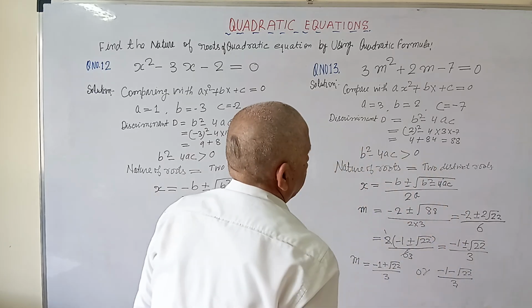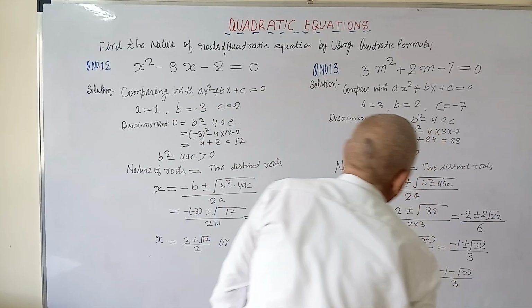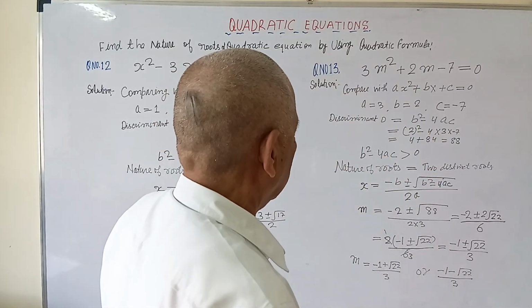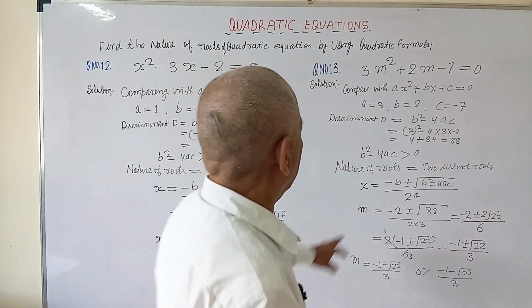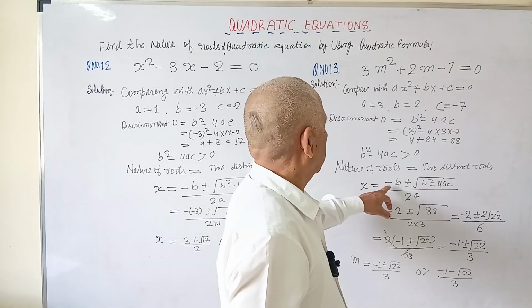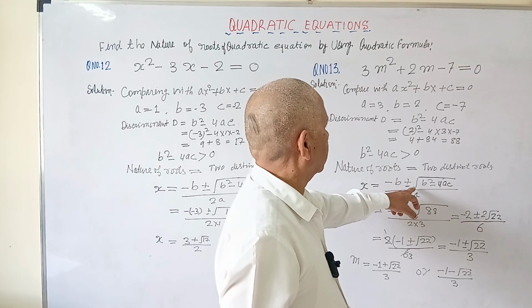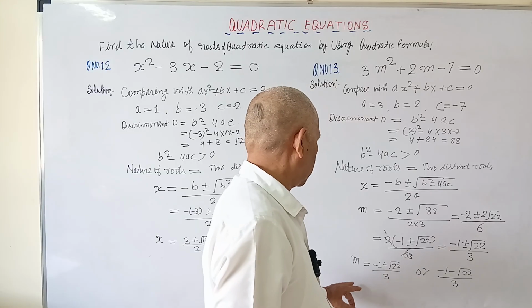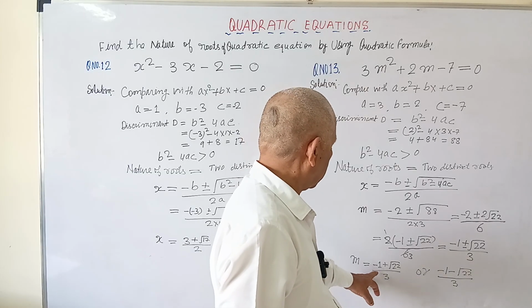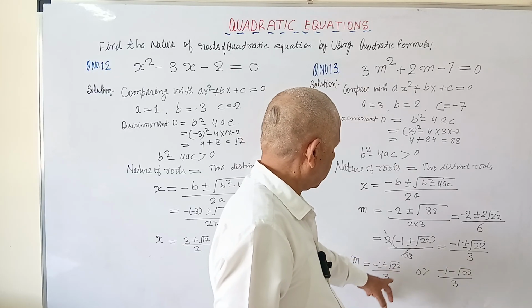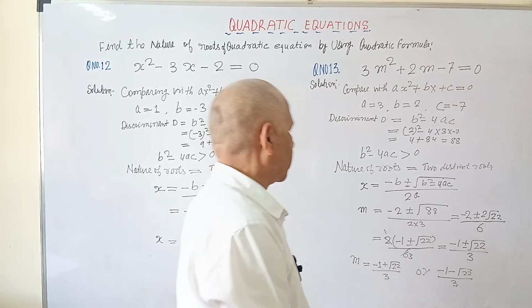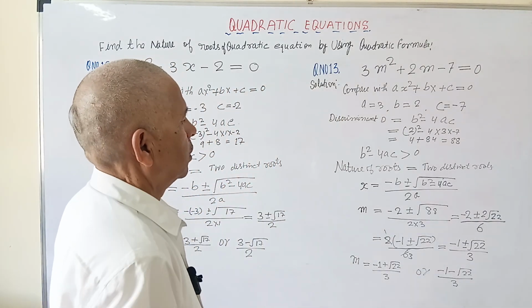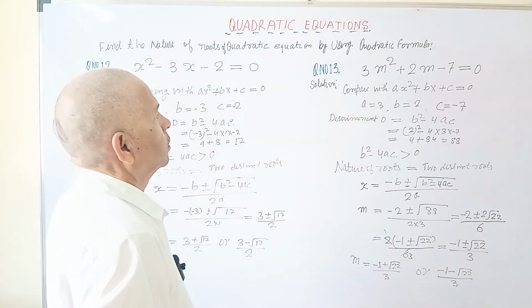So in this way this question is solved by using the quadratic formula, that is x equals minus b plus minus under root b square minus 4ac upon 2a. So the value of m comes out to be minus 1 plus under root 22 by 3 or minus 1 minus under root 22 by 3.